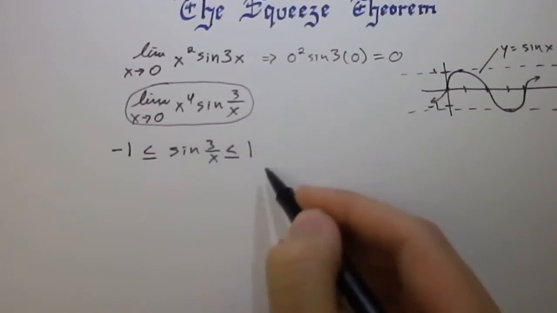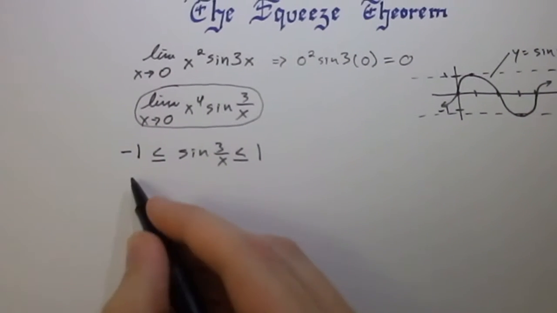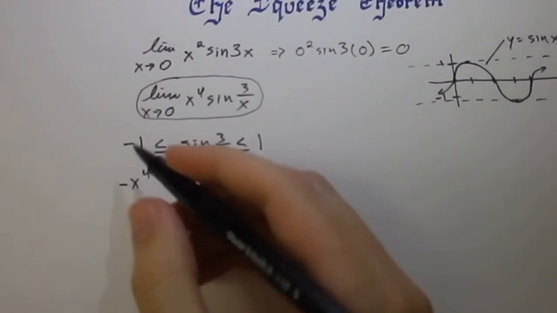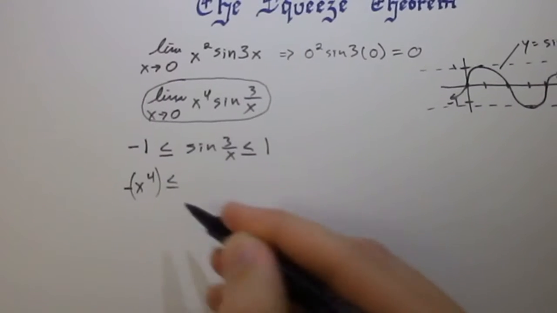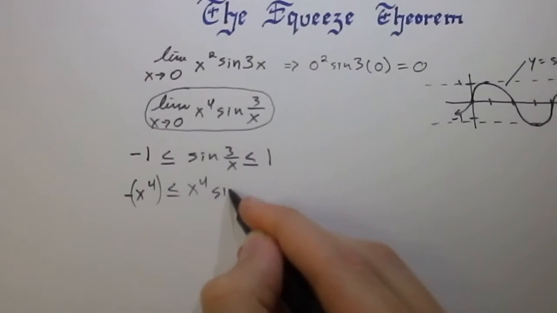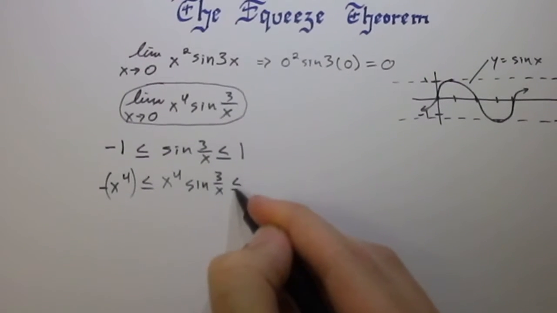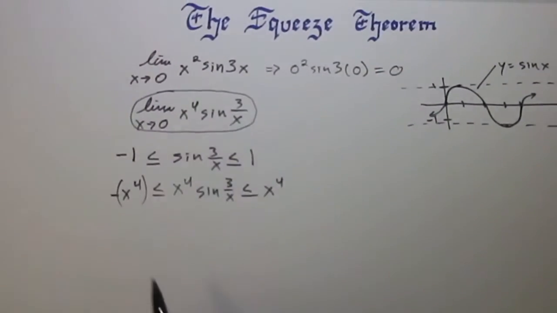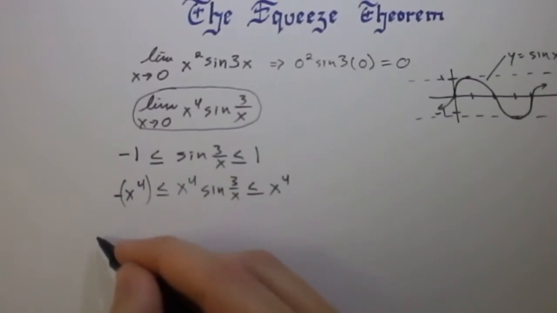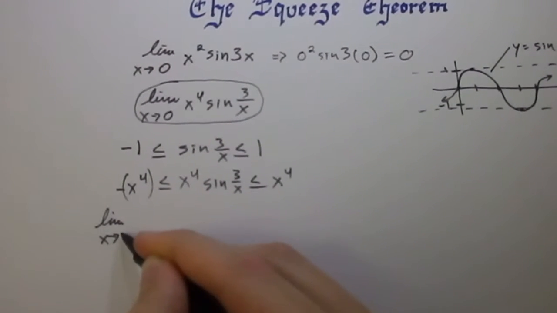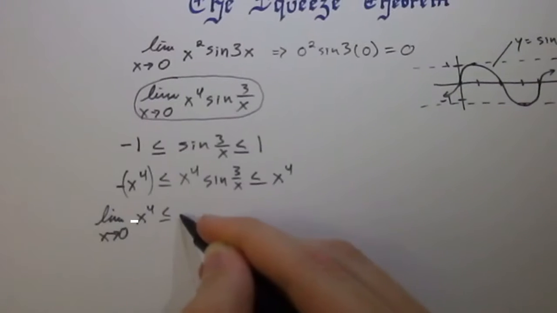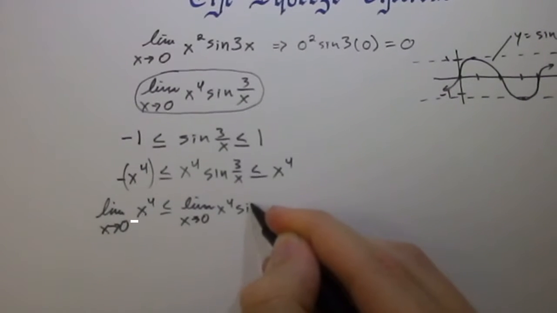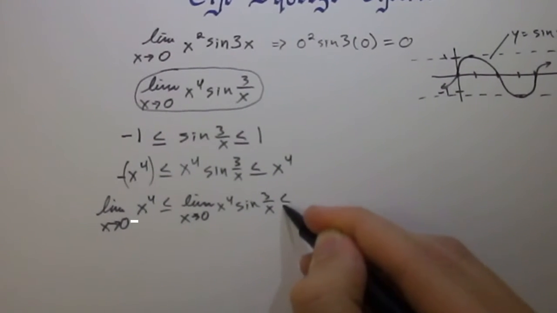We need to multiply everything by x to the fourth. That's the next thing we should do. So x to the fourth times -1 is negative x to the fourth, which is less than or equal to x to the fourth sine 3 over x, which is less than positive x to the fourth. And now we just need to take the limit of everything because that's the only thing left. Sometimes there's more steps, and that just means it's more fun. So this is a pretty basic example. Again, what I'm doing is taking the limit as x approaches 0 on all sides.